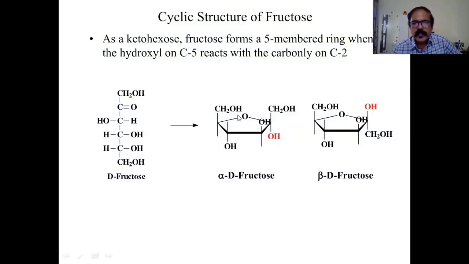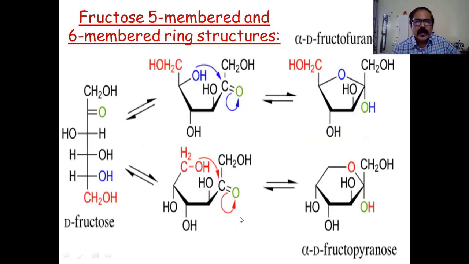It is something like furan. You can remember it as oxygen and 4 carbons with a double bond, which we call furan. As this is something like furan, we call it furanose. So this is beta D fructofuranose. Now let us see how the 5-membered ring and 6-membered ring formation takes place.